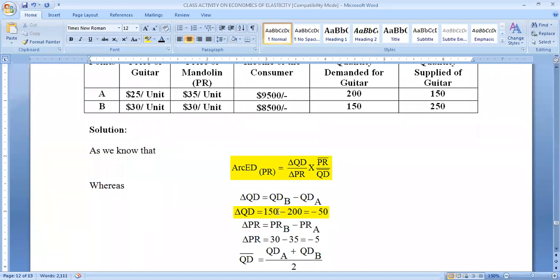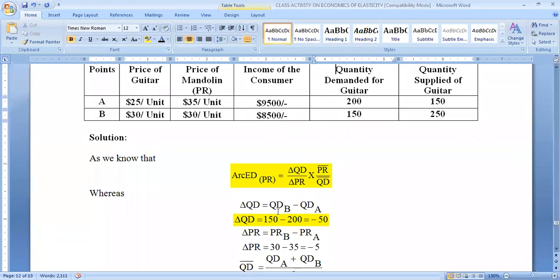Let's move towards the second component, which is delta PR. Delta PR equals PR at point B minus PR at point A. What is PR? PR is the price of Madeline, right? This is the component that I'm talking about. So price of related good at point A is 35, but it is 30 at point B. So 30 minus 35 equals minus 5. So this is the second component of the formula.